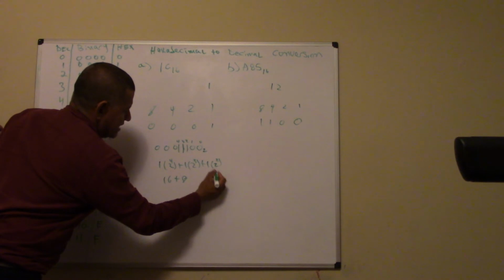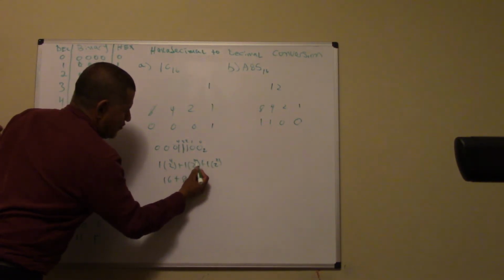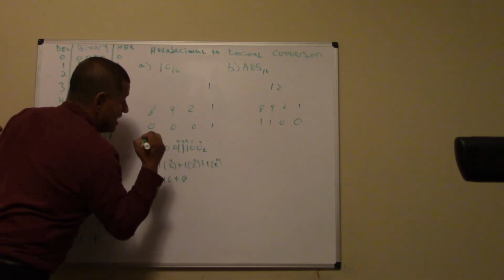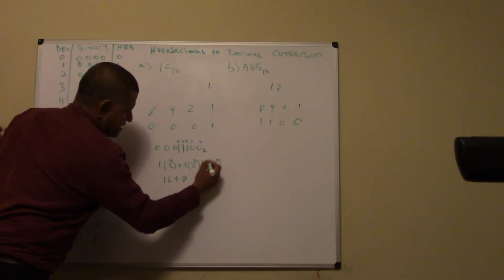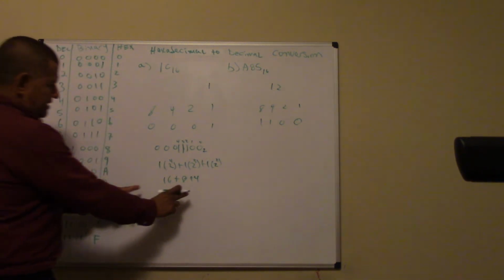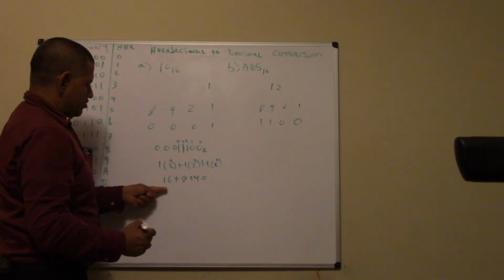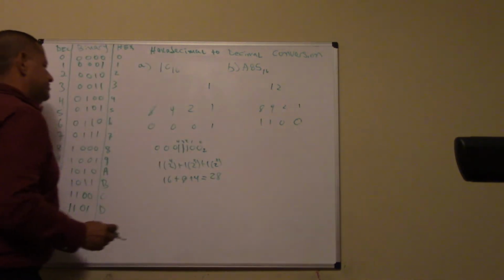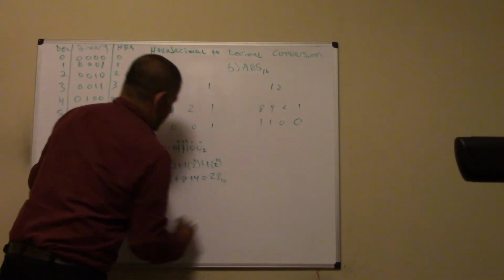And then that is going to be, like I say, 1 times 2 to the 3rd power is 8, right? And 1 times 2 to the 2nd power is 4, right? Add them together, which is equal to 24 plus 4 is 28. Right? So 28 base 10.